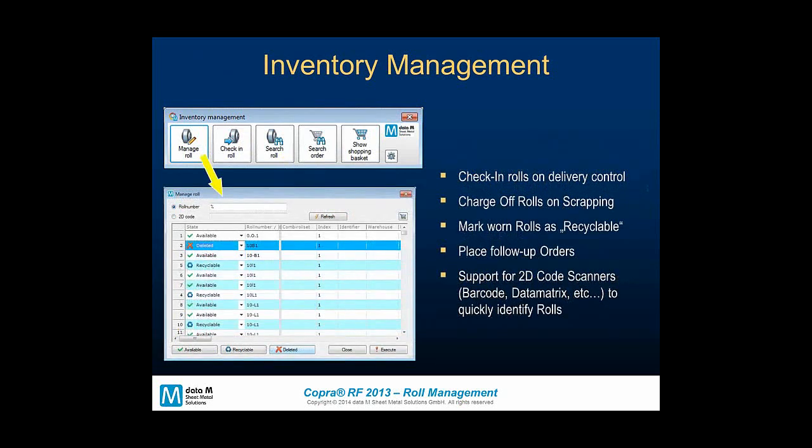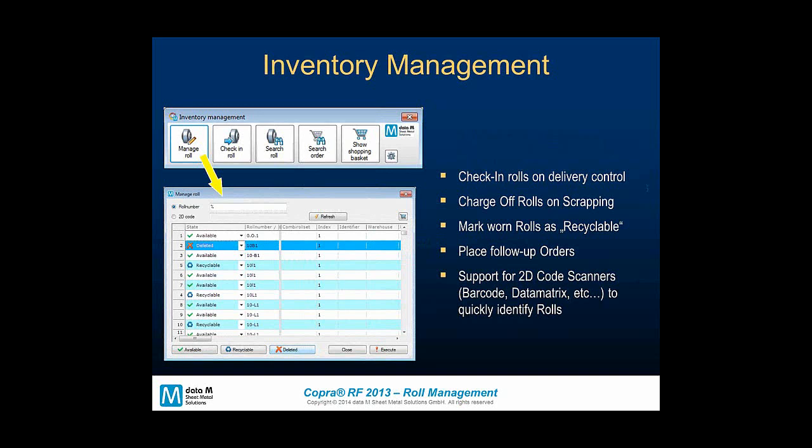The inventory management tool also allows us to check in rolls on delivery control, and we can also charge off rolls for scrapping and mark rolls as recyclable. So for example, if a tool is damaged beyond repair, it can be scrapped, which could then generate an order to create a replacement roll. We can mark worn rolls as recyclable. We can place follow-up orders directly from within this tool.